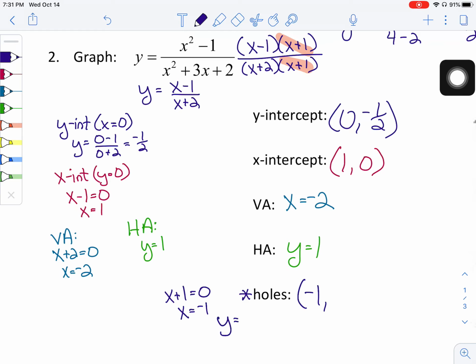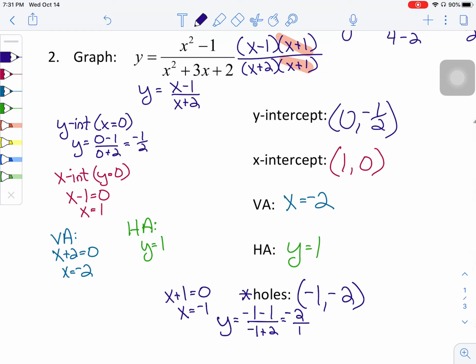So y is equal to (-1 minus 1) over (-1 plus 2). So let's see, -1 minus 1 is -2. -1 plus 2 is 1. So this gives us a y value of just -2. So now I know that in my graph I have a hole, a discontinuity, a break. There's lots of different ways to refer to it, at the point (-1, -2).